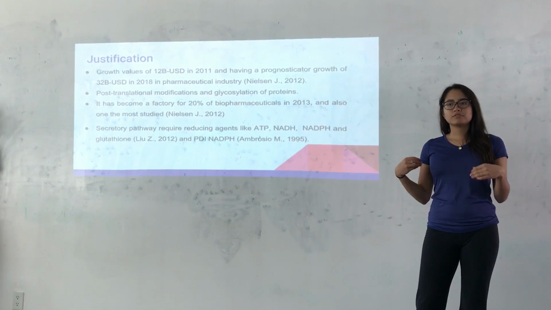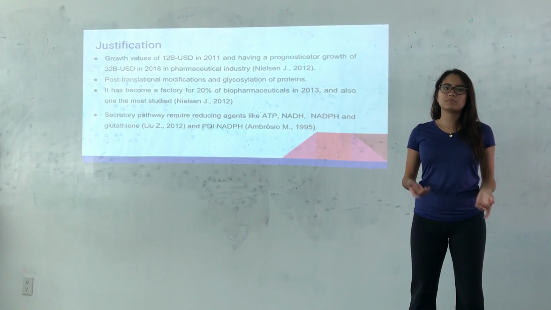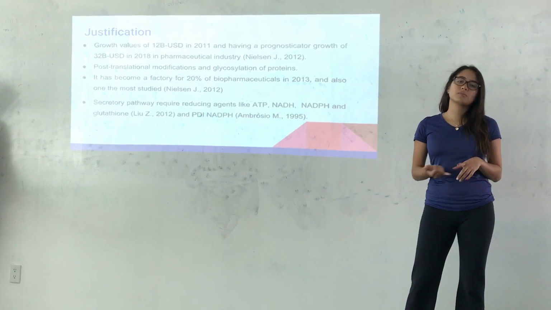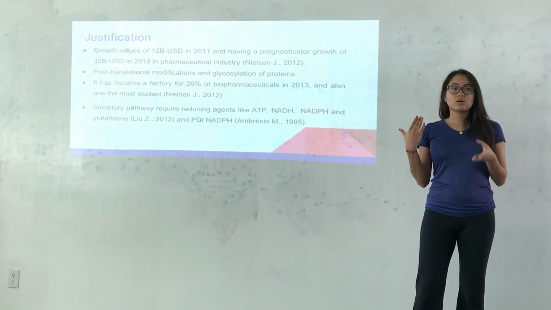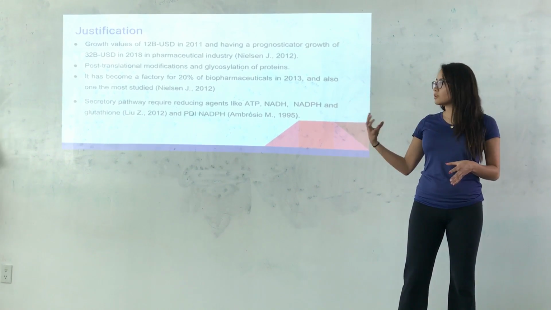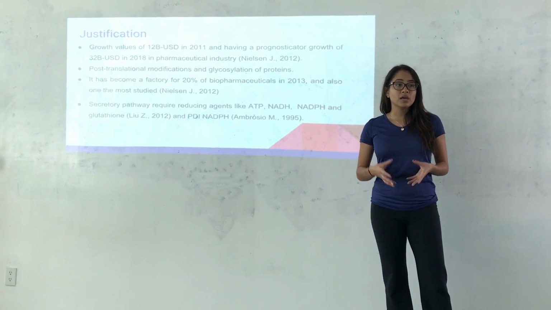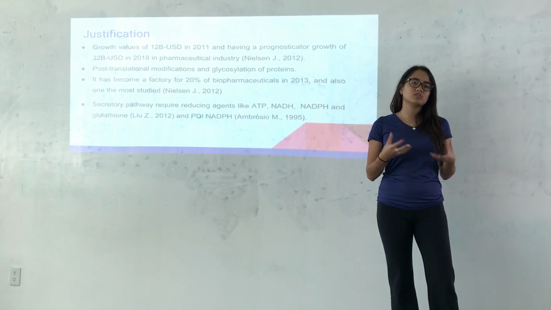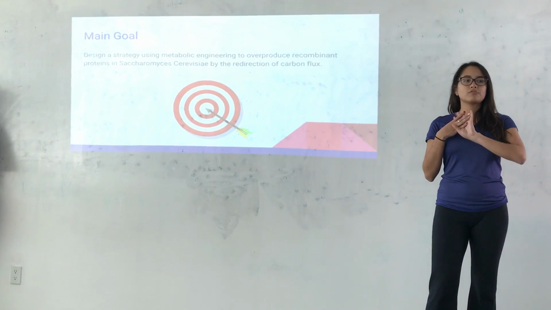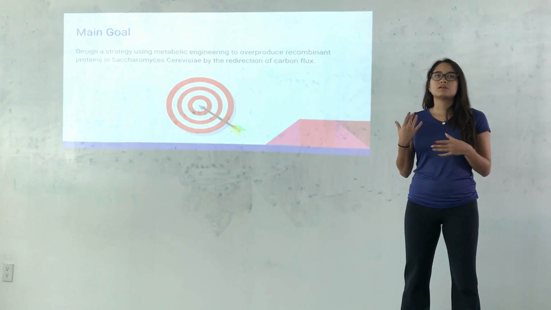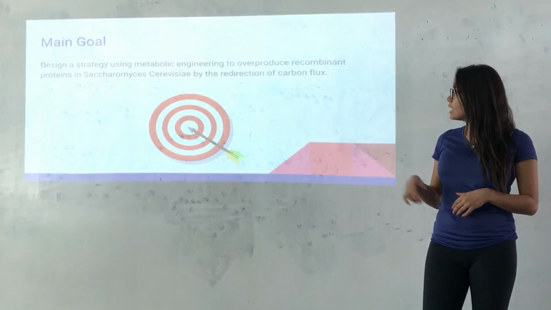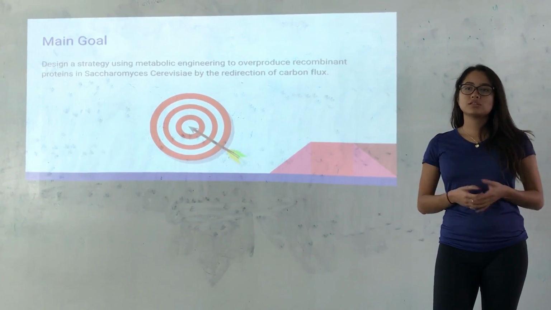Finally, we know that we have positive strategies, but why do we have to do metabolic engineering? Firstly, we have a competition between the production of recombinant protein and cell growth. Also, the secretory pathway of proteins requires a lot of energy, and most of the energy is used for cell growth. So the main goal for us was to design a metabolic engineering strategy in order to overproduce recombinant proteins in Saccharomyces cerevisiae by changing the carbon flux.